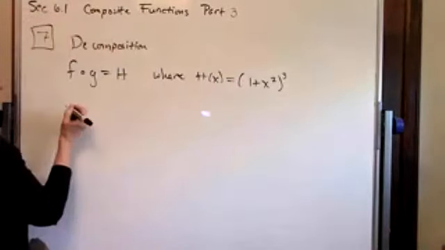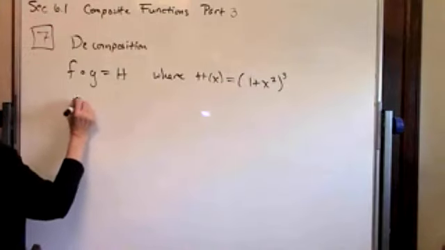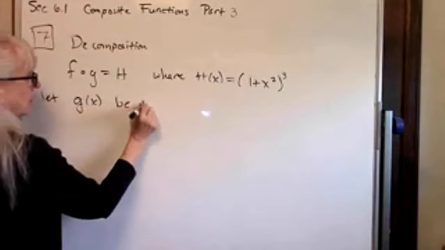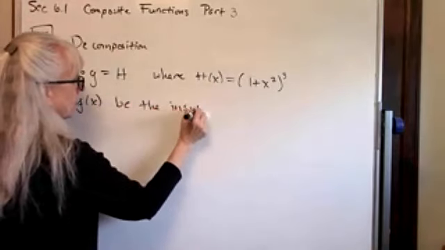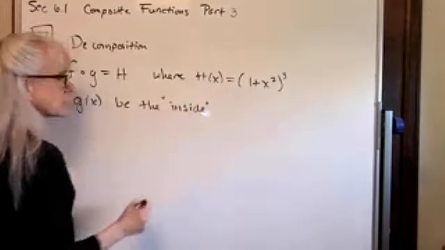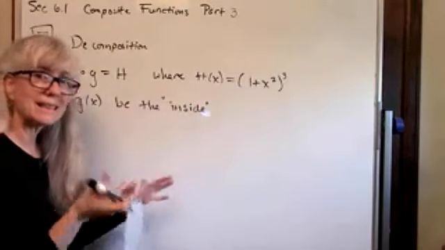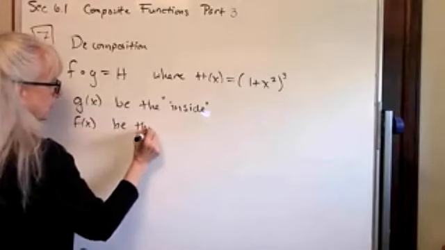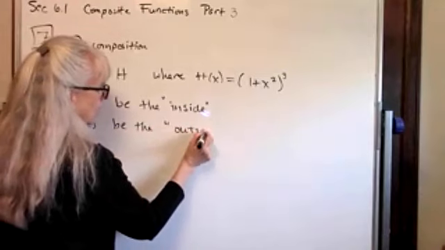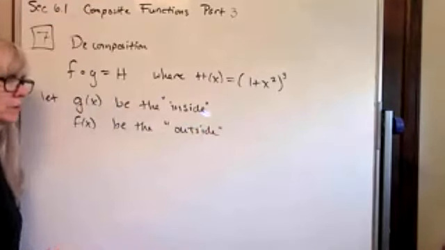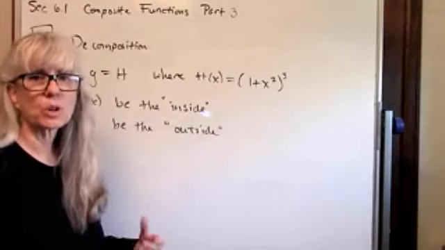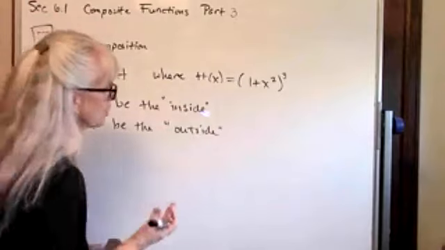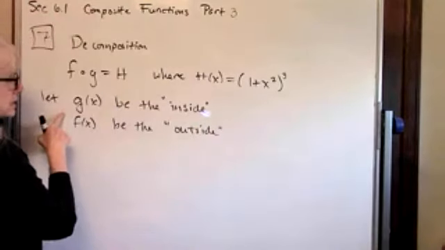So, okay, what is that? Well, I like to do this in a pretty cut and dried way. We're going to let G of X be the inside. It's the input function, so it needs to be the one on the inside. We're going to let F of X be the outside, because it's the one we're plugging into. And this works really well with what we used in terms of transformations and the words inside and outside there. So it works really well with that. Okay, so G of X is the inside, F of X is the outside.